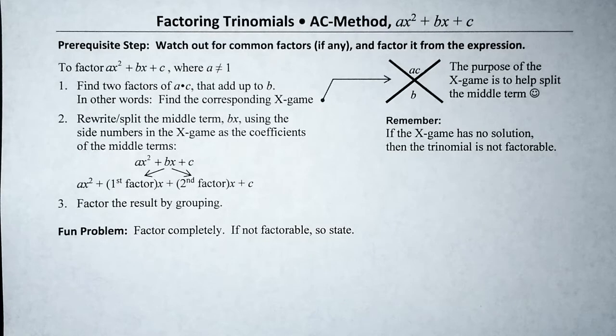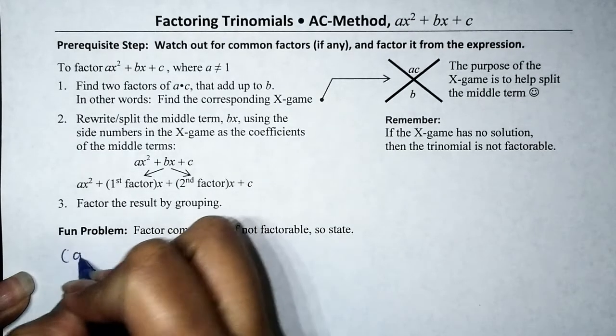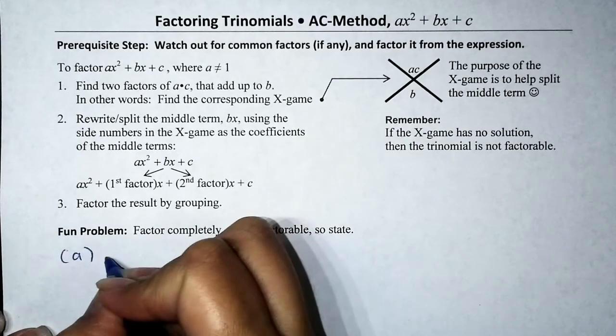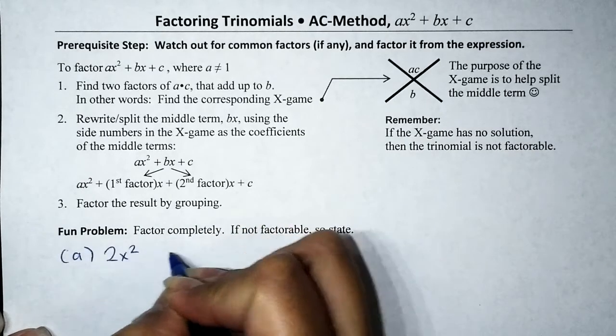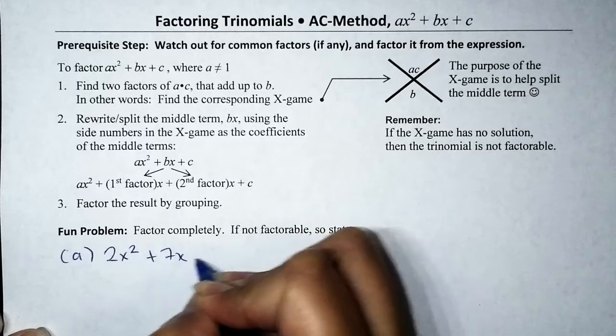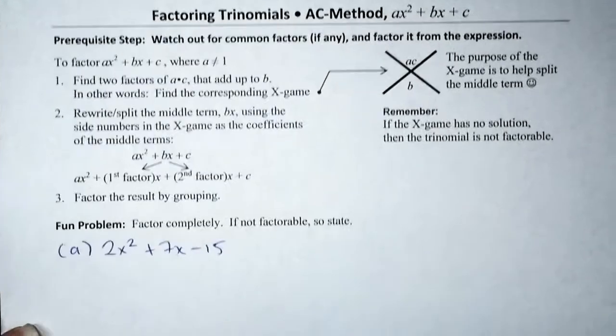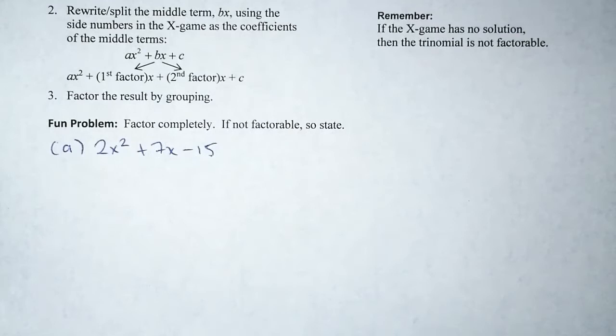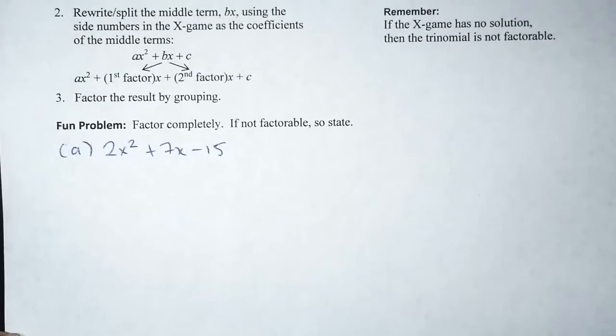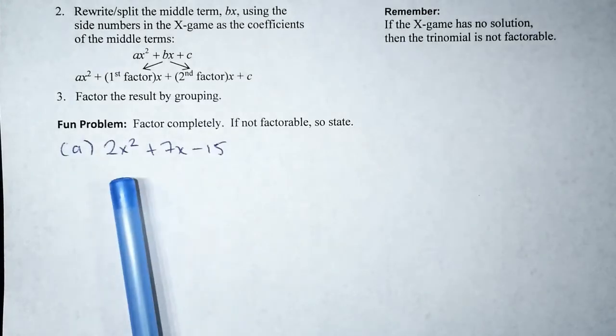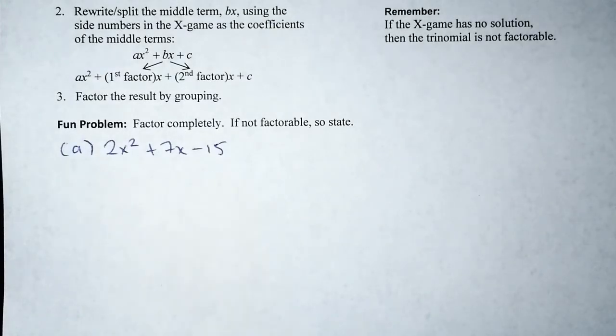So the directions, surprise, read factor completely, and as always a disclaimer, if not factorable, so state. So let's go ahead and write our first fun problem. Problem A, we have 2x squared plus 7x minus 15. Fantastic. So when it comes to factoring, prerequisite step, regardless of the technique, is to watch out for common factors. Unfortunately, 2x squared, 7x, and 15 don't have any factors in common other than 1, so we're good.